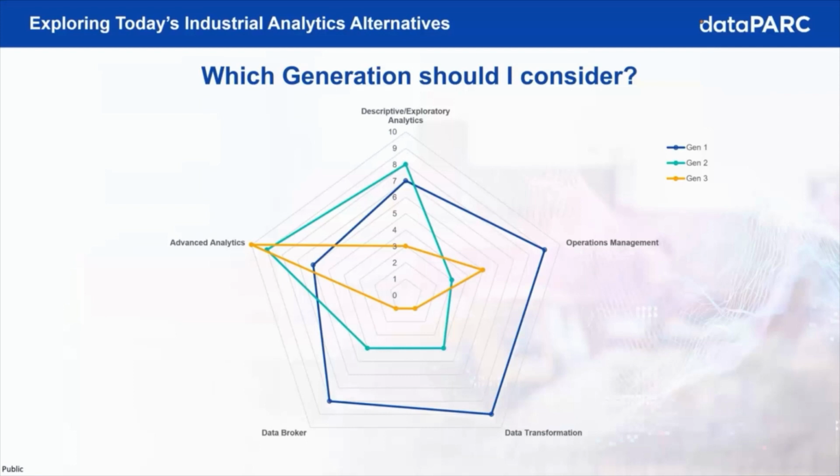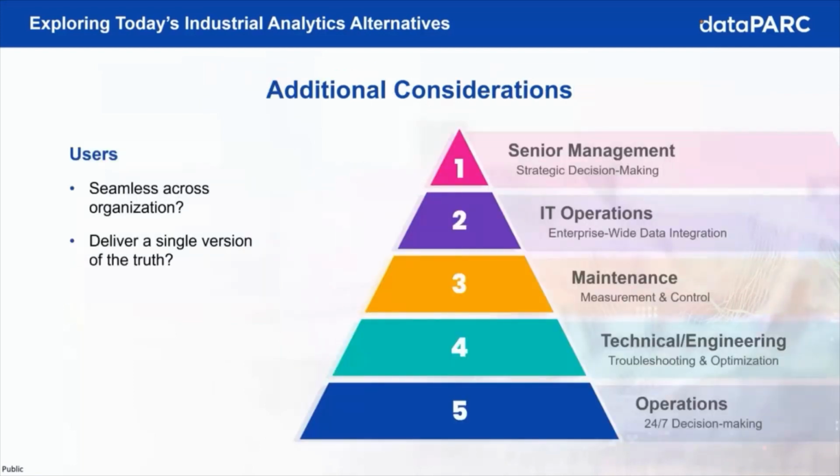Some of the additional considerations you need to look at are who you're targeting, because not every vendor targets the entire stack of people you have in your organization. So when you bring in a new system, a new vendor, is it seamless across the organization? Are you delivering a single version of the truth, or do you end up with different applications at different layers? As we saw, some of the Gen 2, Gen 3 may only target a couple of these layers. So how does it all fit together?